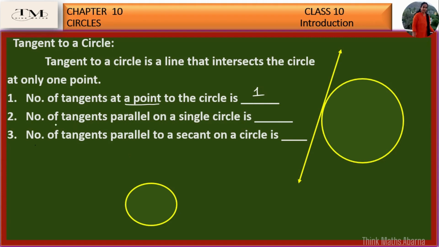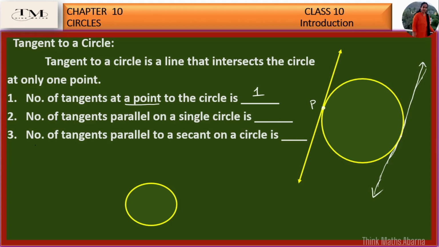Next one, the number of parallel tangents on a single circle. So this is one tangent. For this tangent, how many tangents will be parallel? We can draw a parallel line here. In this way, we can draw a parallel line.